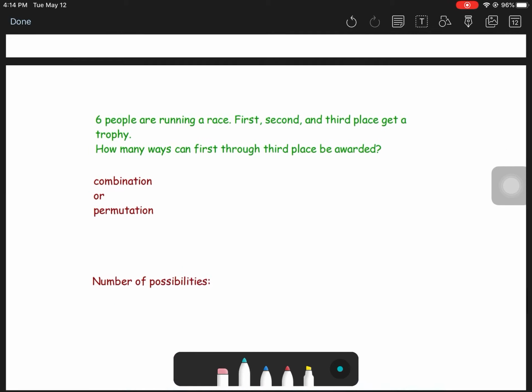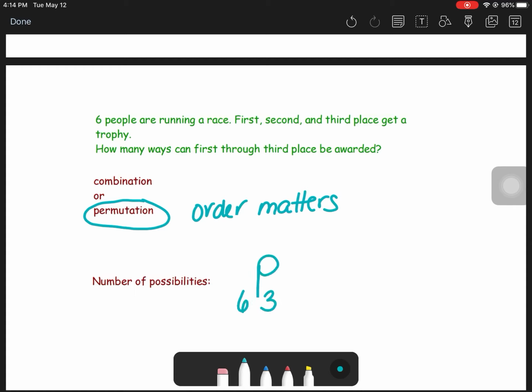So let's take a look at 2 problems and see if we can decide which is which. 6 people are running a race. First, second, and third place get a trophy. How many ways can first, second, and third be awarded? Well, hopefully you knew that permutation is what to circle because the order matters. If you get first, if you get second, or if you get third. So there are 6 people in the race. We want the first 3 runners, first place, second place, and third place. So there are 120 ways to award first, second, and third place trophies.